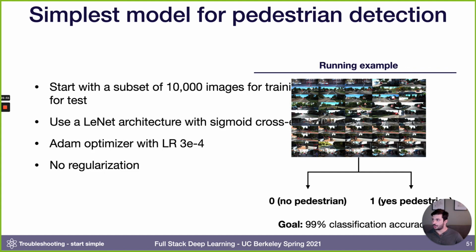Okay, so the way that we might approach this for our pedestrian detection problem is, we're a self-driving car company, so we actually have millions and millions of training images. But since we're just starting to work on this pedestrian detection problem, we'll start with a subset of 10,000 of those images for training, and 1,000 of them, let's say, for test. We'll use a simple LeNet architecture since we're doing classification. We'll use Adam optimizer with the magic learning rate, and we'll leave all regularization out to start.